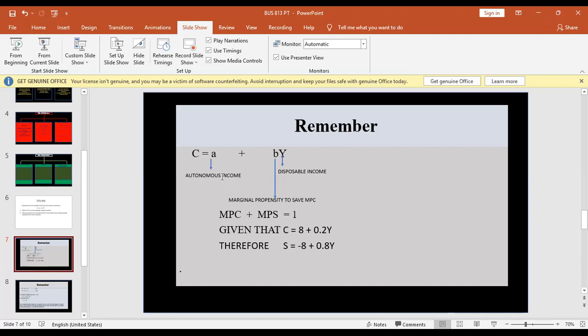What this is telling you is that whether you have income or you don't generate income, whether you earn a salary or you don't, you must spend, you must consume. How do you consume? It's either you go and beg or you borrow. So somehow money comes into your pocket that you spend, and that is what this A represents. So consumption does not start from the origin. It starts from the y-intercept.